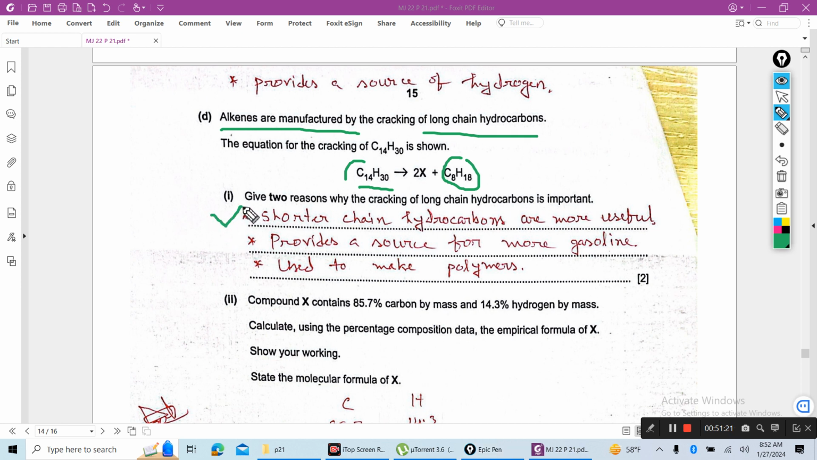Longer hydrocarbons are less useful, but shorter chain hydrocarbons are more useful. Say, ethene is used to make polythene and alcohol, and number 2, it provides a source for more gasoline and is used to make polymers. You can write any two; I write here 3.